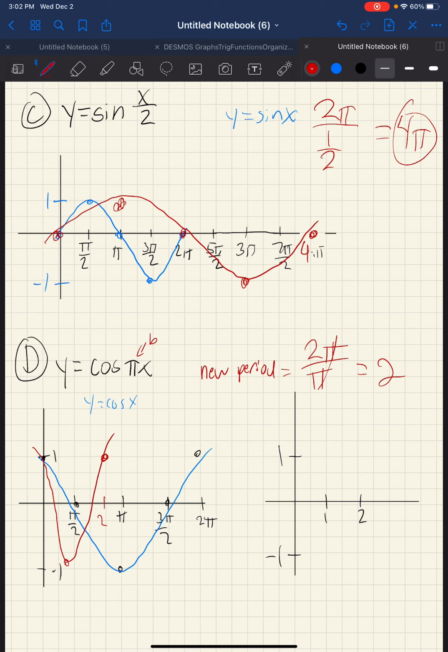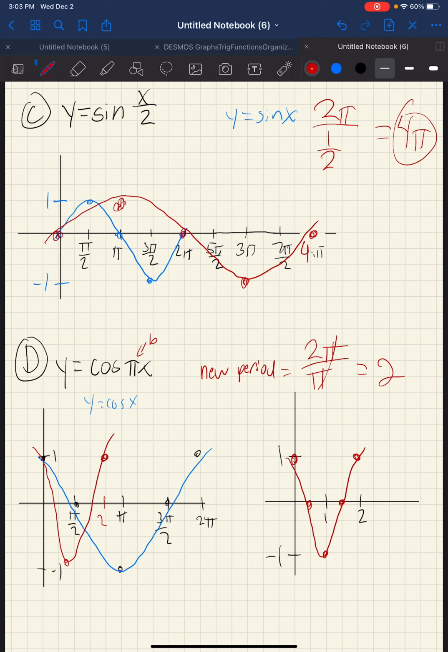And I'll use a different graph just so you can see where my points were. At 2 pi, if you divide it by pi, that would be 2. So my new period right here is 2. 3 pi over 2 divided by pi is 3 over 2, so that should be somewhere right here. Pi divided by pi is 1, so at that section, that is -1. Pi over 2 divided by pi is 1/2, so now this is my new point. And 0 divided by pi is still 0. So here's how the graph would look if my b was pi.